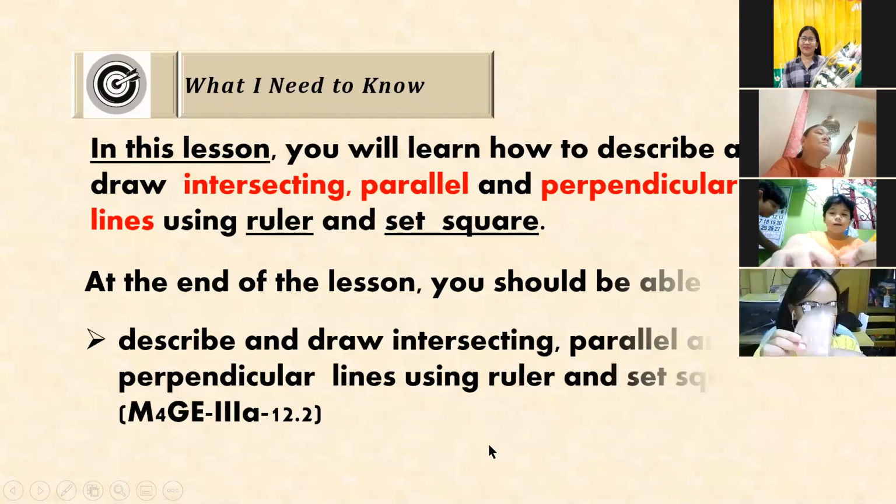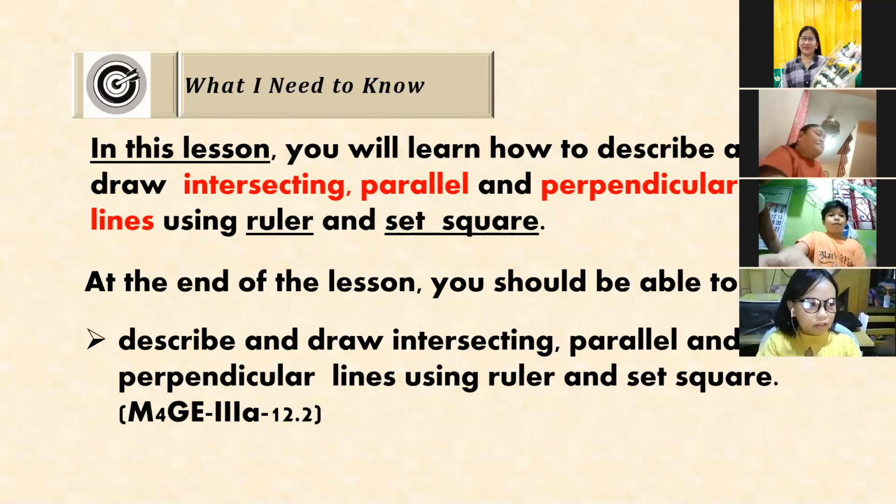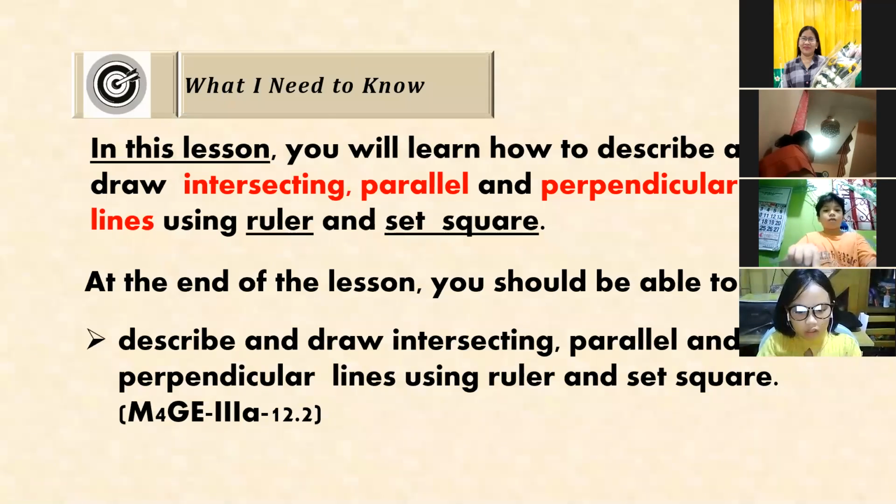So at the end of this lesson, you should be able to describe and draw intersecting, parallel, and perpendicular lines using ruler and set square.